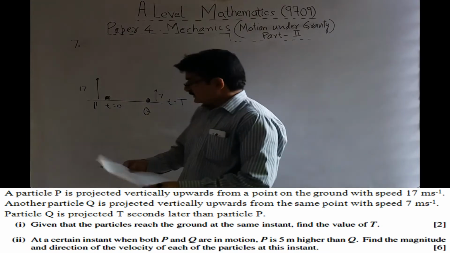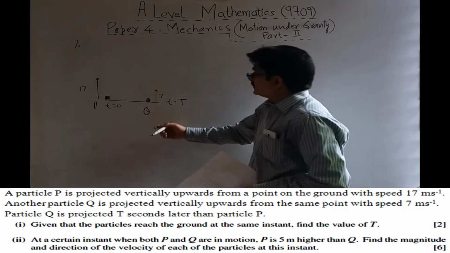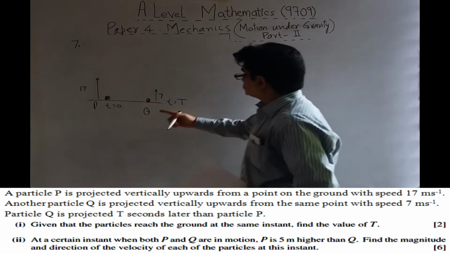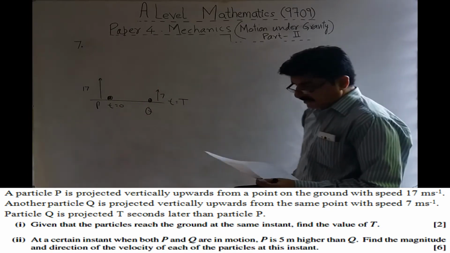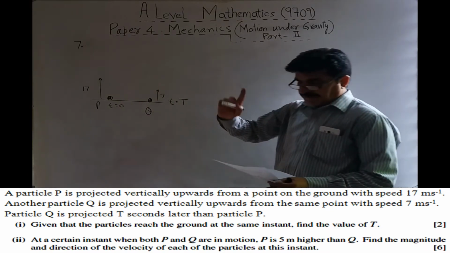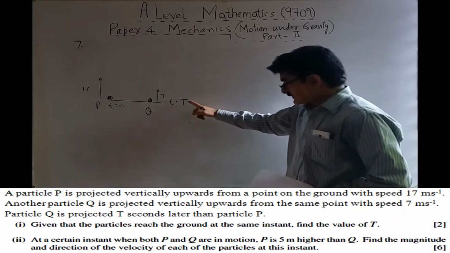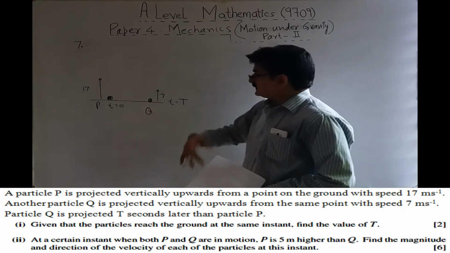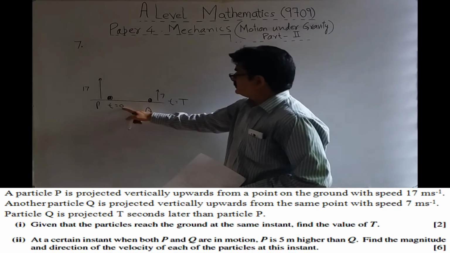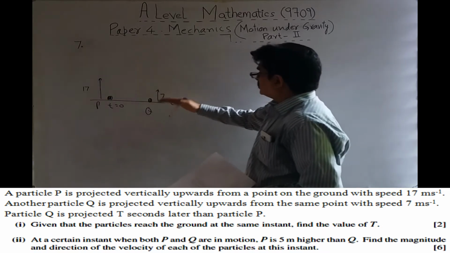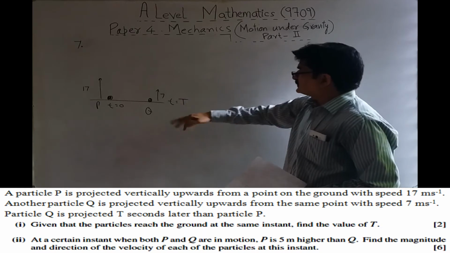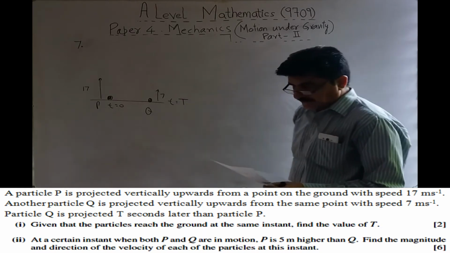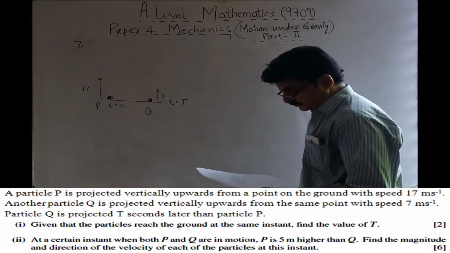Again we have two particles P and Q. See this equation. P is projected with 17 velocity, Q with 7 velocity, but Q is projected after some time. Capital T is the waiting time. We started observing these particles when time is 0 and we projected P. But we waited for some time, capital T, and then projected the particle Q.